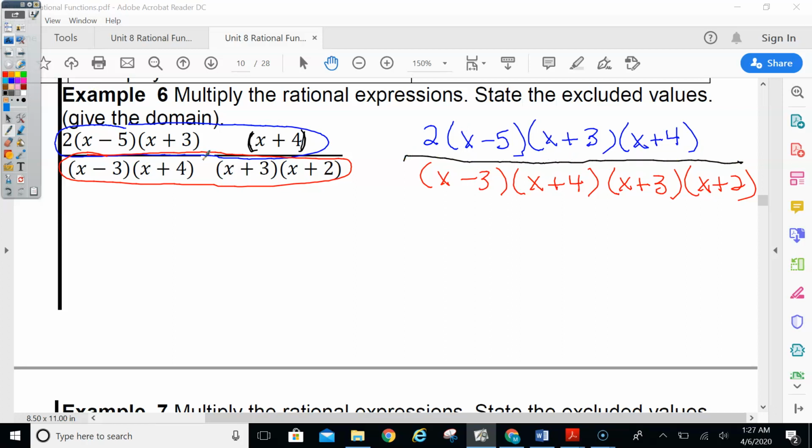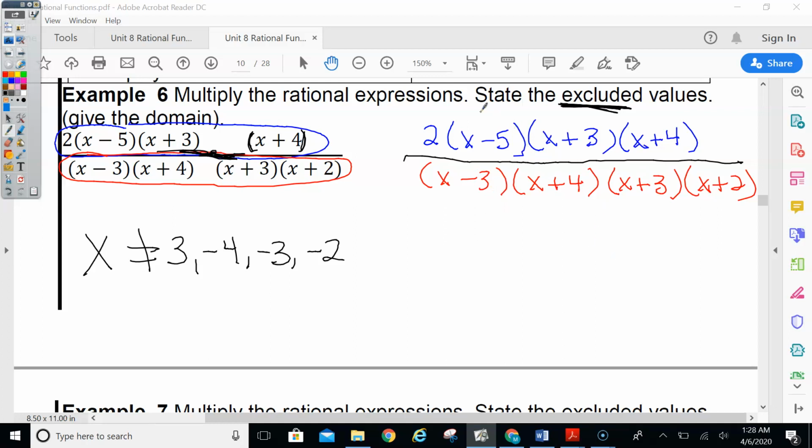What I end up doing to cheat when it's a multiply, I just extend it so I don't have to rewrite it again. That's what I'm going to do for the other examples, but this is what it's going to look like. Before we start canceling stuff out, the excluded values are what x cannot be. So the opposites of the denominators, the zeros of the denominators. The opposite of this one would be a positive 3. Opposite of this one would be a negative 4. Opposite of this one is a negative 3. And opposite of this one is a negative 2. Again, we can't divide by 0, so we have to restrict all the values that make the denominator 0.